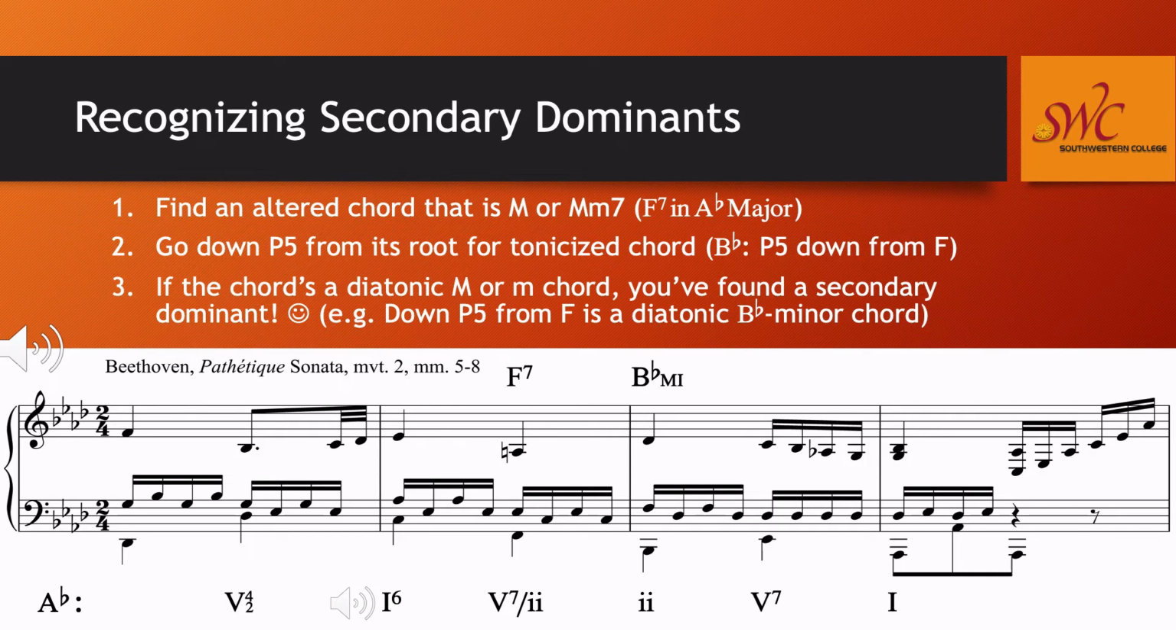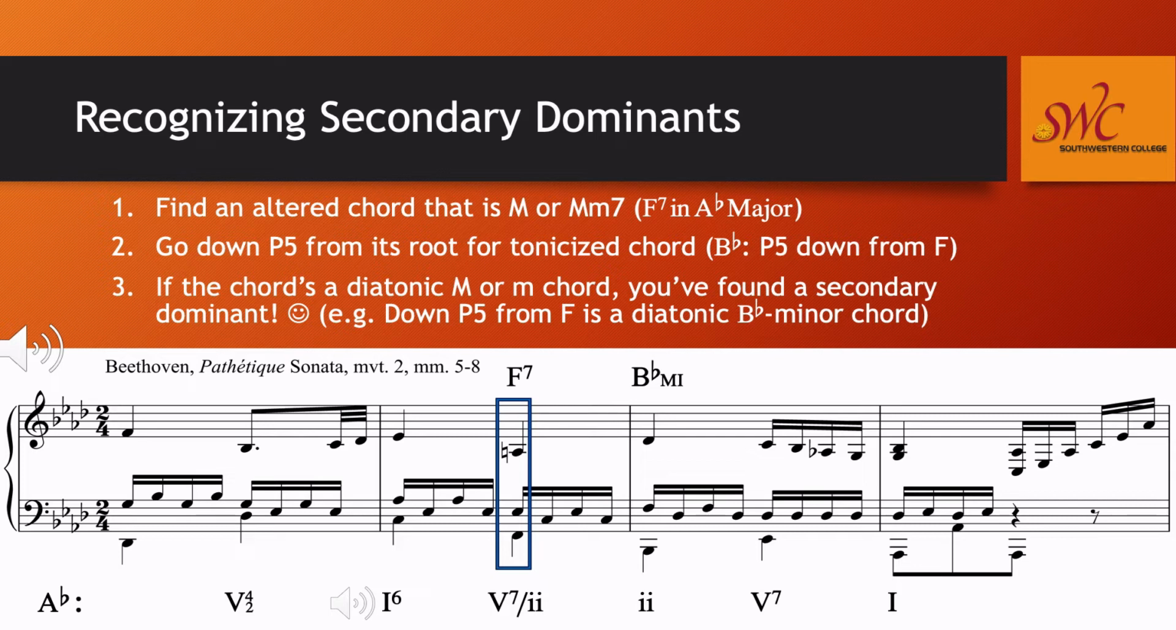So how do you find a secondary dominant when you see a passage of music? There's 3 steps that can get you there most of the time. First, you just find an altered chord that's a major or major minor 7 chord. In this case, there's an F7 chord you can see here, and there's an A natural in there. You wouldn't normally find A natural in the A flat key signature.